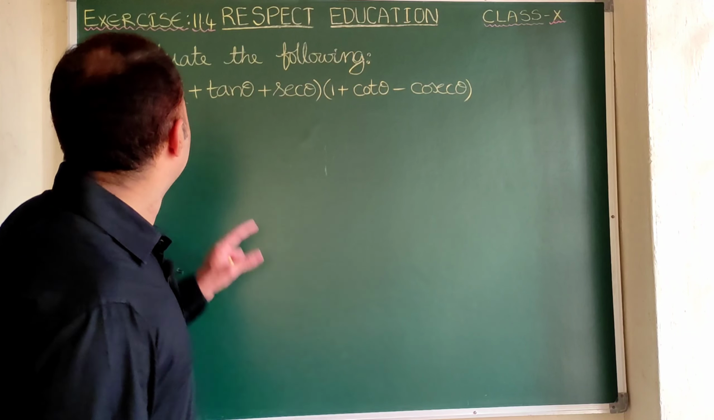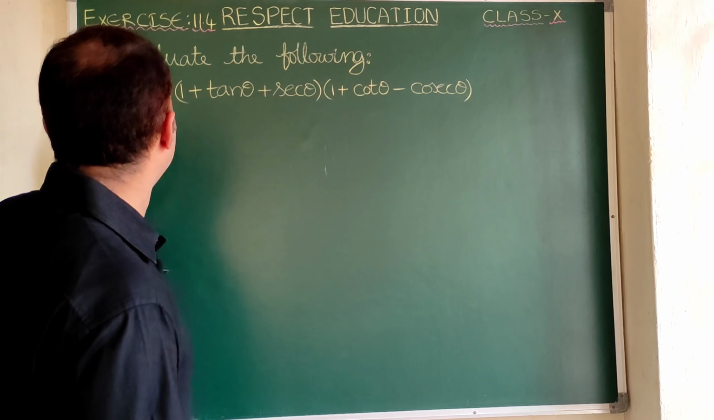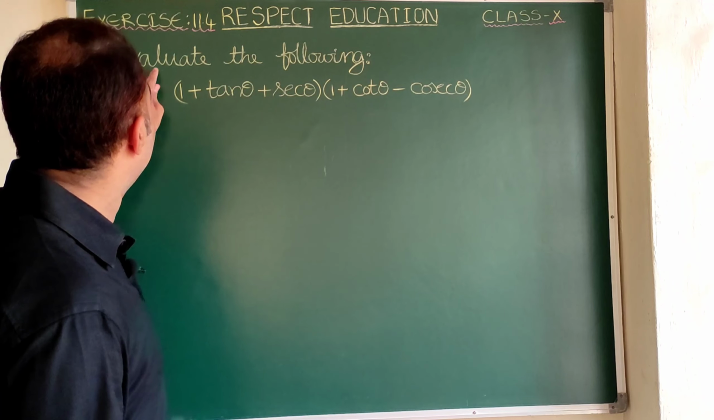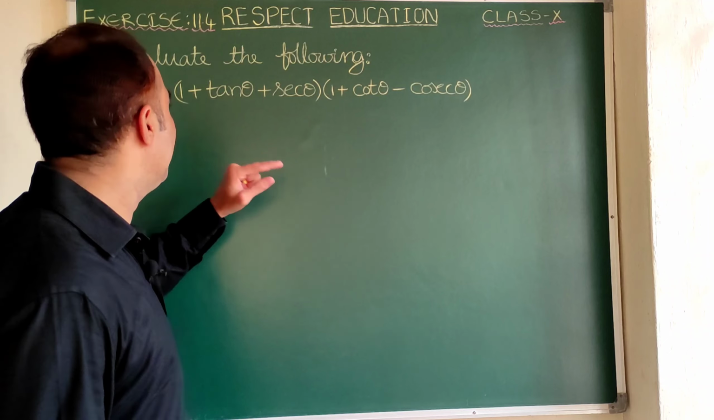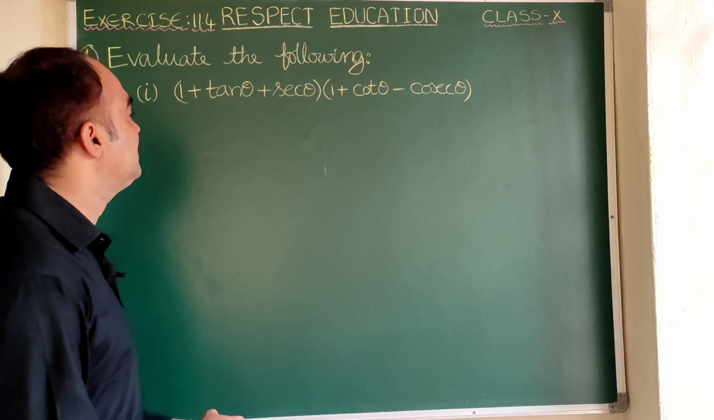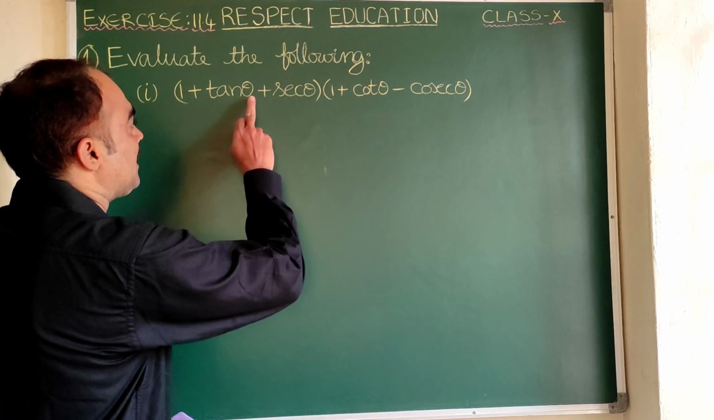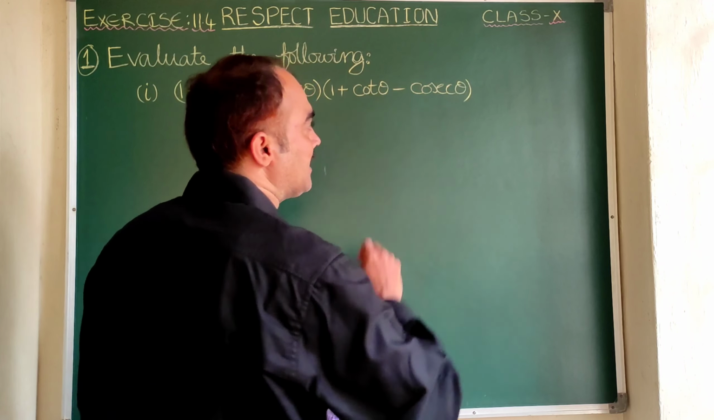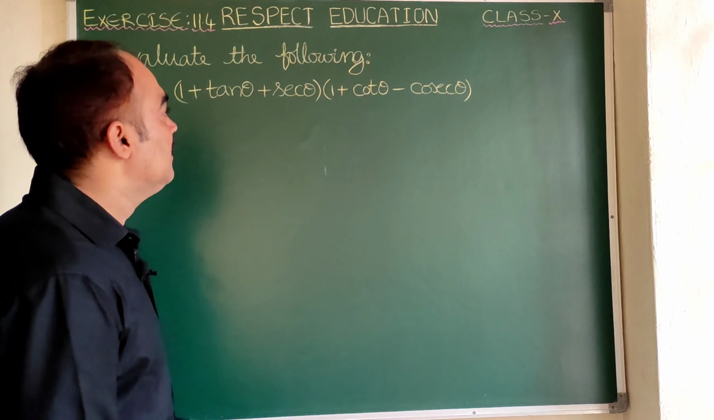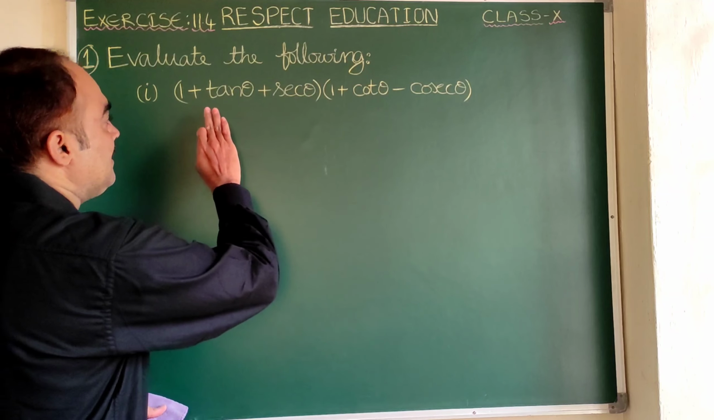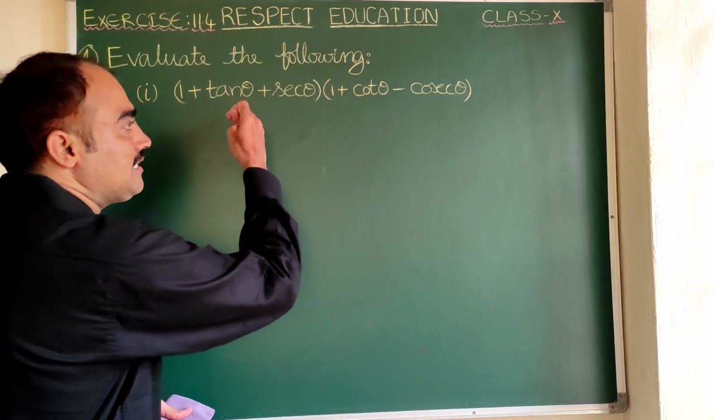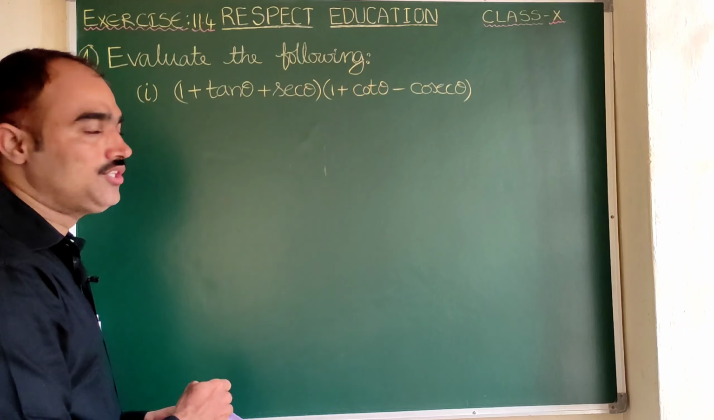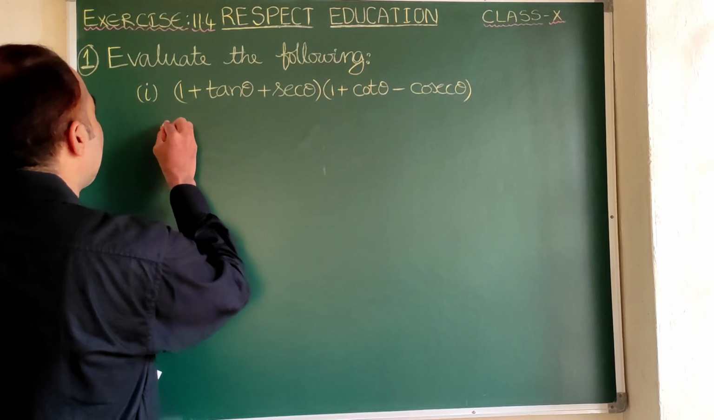Now we see exercise 11.4, in which the first problem is: evaluate the following, in which the first bit is (1 + tan theta + secant theta) into (1 + cot theta - cosecant theta). Clear? So here let us convert them into other trigonometric ratios. So here let us start.